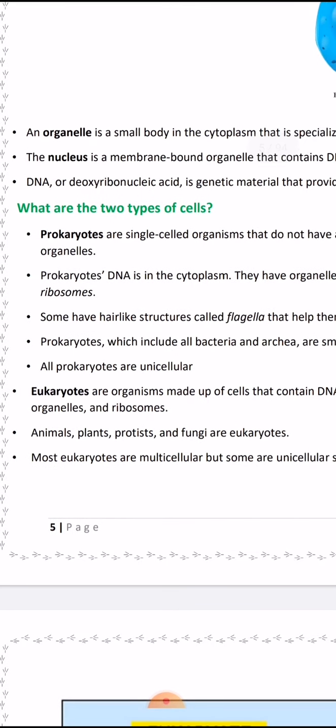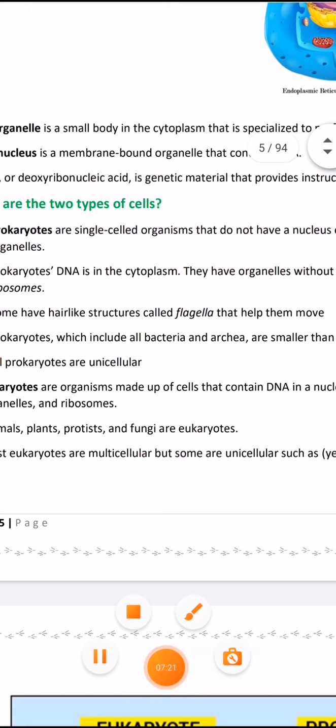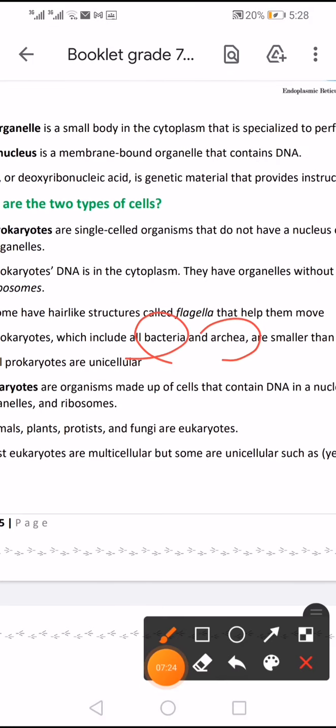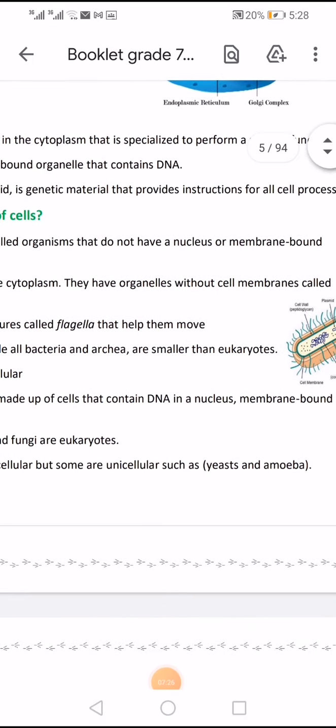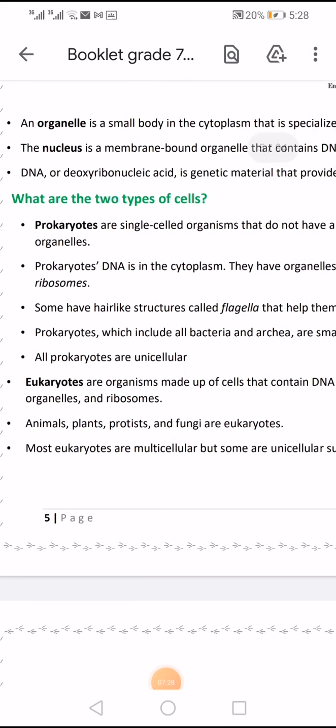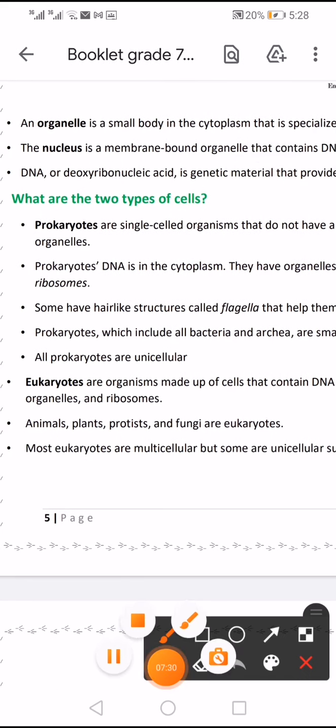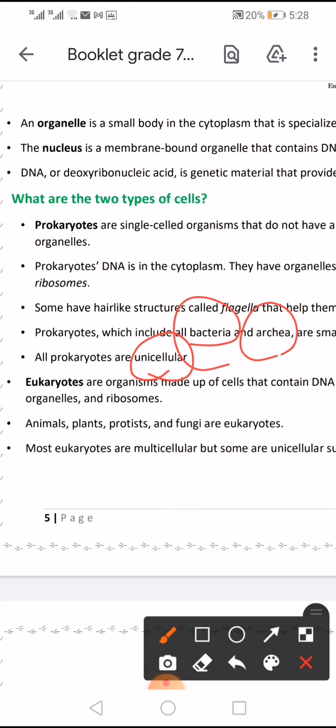Prokaryotes, which include all bacteria and archaea, are smaller than eukaryotes. All prokaryotes are unicellular, which means they are made up of only one cell, like bacteria and archaea.